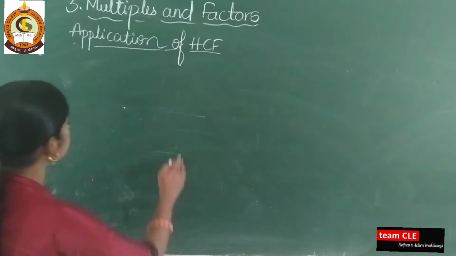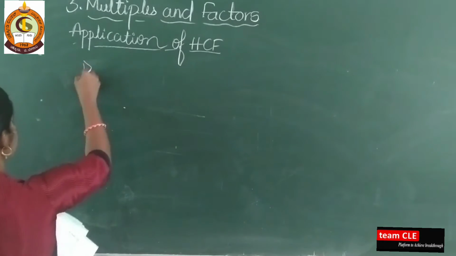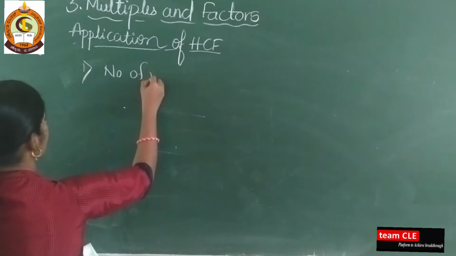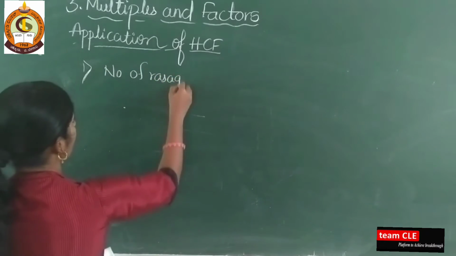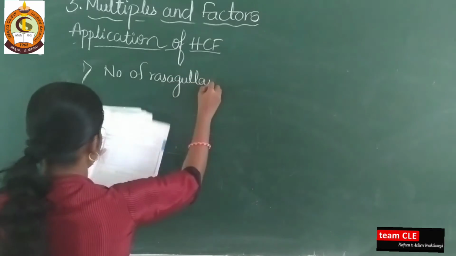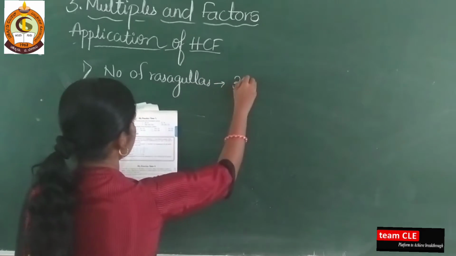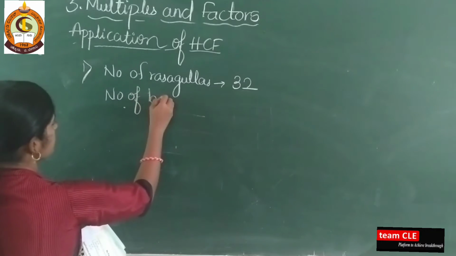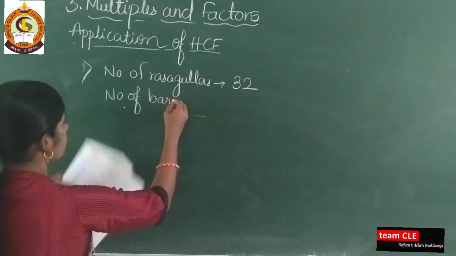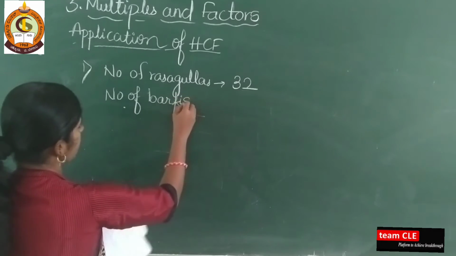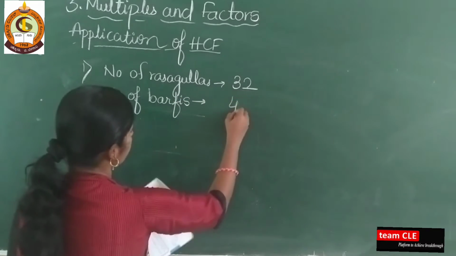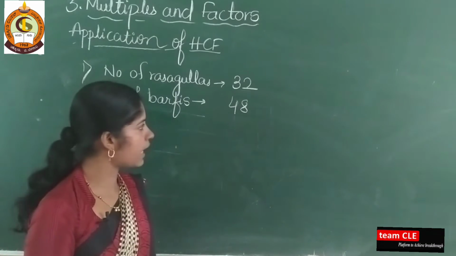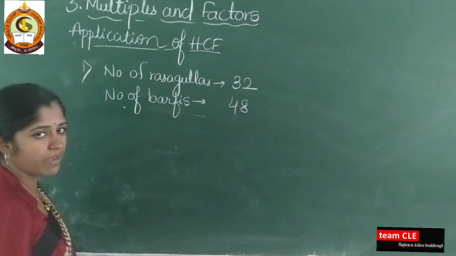So let us find the HCF of the numbers. Number of rasgullas: how many are there? They are 32. Number of burpees: how many burpees are there? They are 48. Number of rasgullas is 32 and number of burpees is 48. So let us find the HCF.